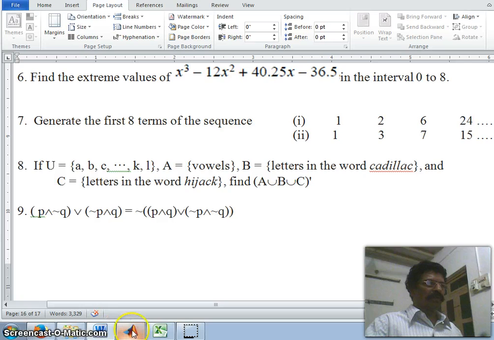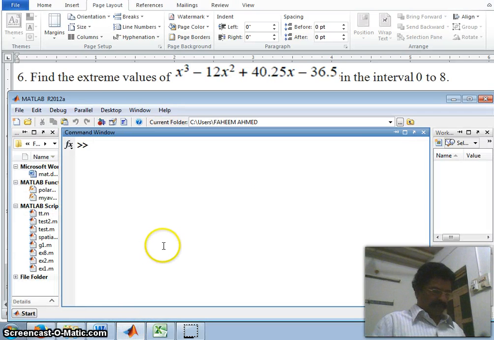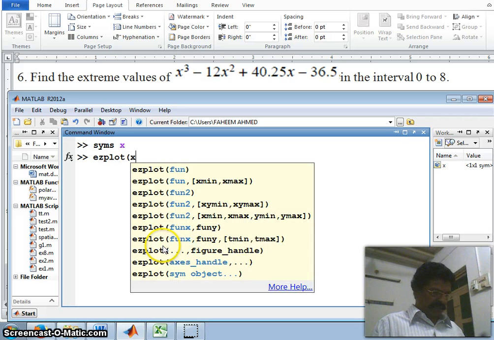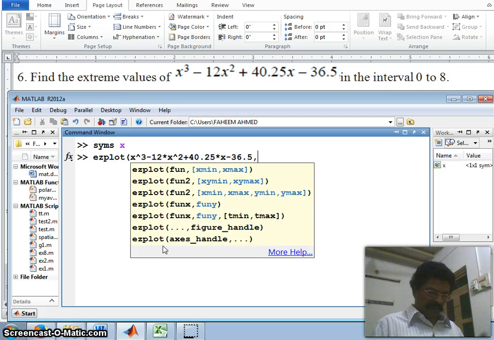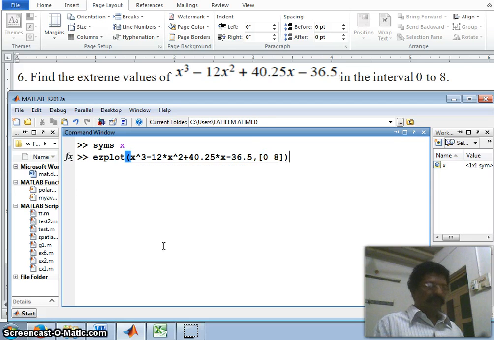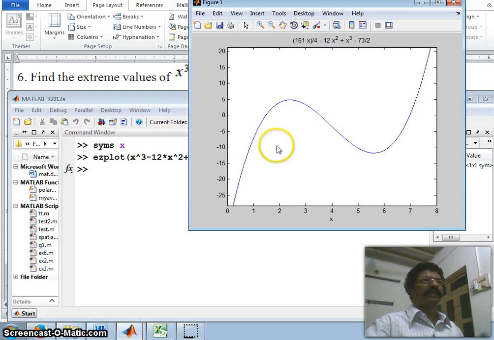X cube. You know that the symbol x is declared as a symbol, and simply you say ezplot of x^3 - 12x^2 + 40.25x - 36.5, and this plot is to be plotted over the interval from 0 to 8. Therefore this is my ezplot.